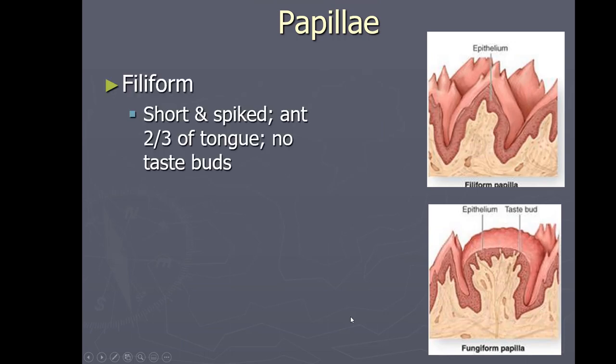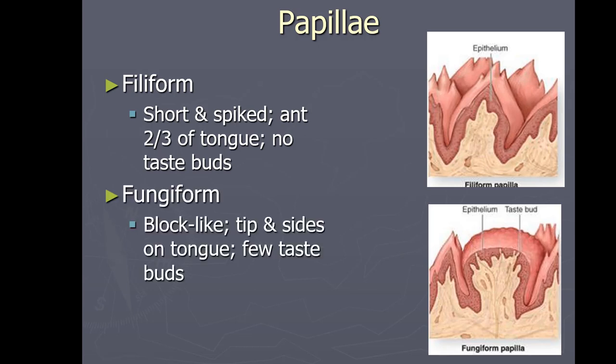So running through these, filiform kind of look like little fireballs. So they're short and spiked. These are interesting because these are the only papillae of the tongue that do not have taste buds. Fungiform are more block-like, like this, and they have taste buds. You can see these little taste buds right here on the side and the top, so that responds to taste.